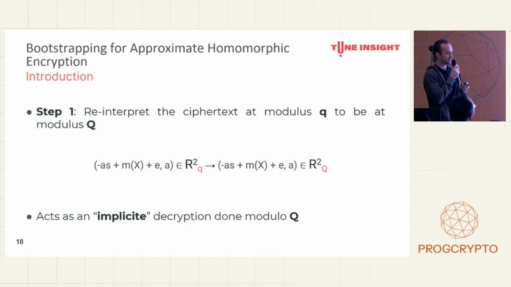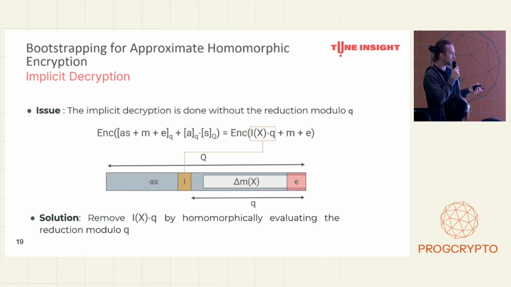So how do we do that? So the first step, obviously, is to say, OK, I have this small ciphertext at the small modulus q, and I will say arbitrarily, now it's not at this modulus q, it's at this new big modulus Q. What this does is that it acts as an implicit decryption done modulo Q. The issue is that the decryption is done modulo big Q and not small q, and thus you don't have the modular reduction you would have if you were doing it modulo small q. So you get a new ciphertext, except that it will decrypt to what you want, your message, plus an unwanted polynomial that is scaled by this small modulus q.